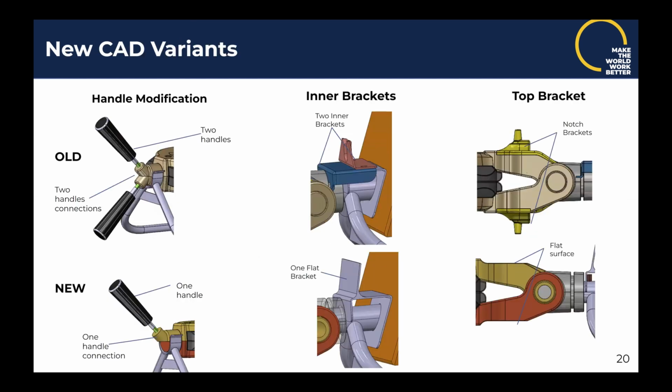Here you can see the variance between the old and the new. On the top are the old versions and on the bottom are the new. On the left is the handle modification. We went from 2 handles to 1 because if you're not flipping it, you only need 1 to open it. Then you can see the inner brackets. We went from 2 to 1. And then the top bracket that has the notch for sitting within the inner bracket, that's been removed in this new version.